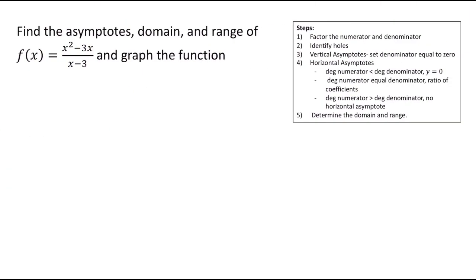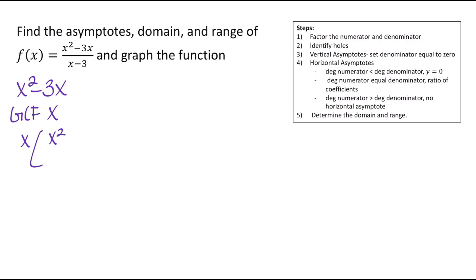So now let's find the asymptotes, domain, and range of x squared minus 3x over x minus 3, and graph the function. What we're going to do is start off by factoring the numerator and denominator. So let's factor the numerator, x squared minus 3x. The GCF is going to be x. So let's factor out an x.